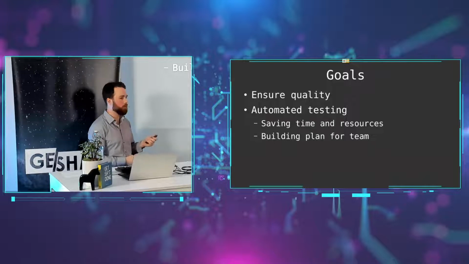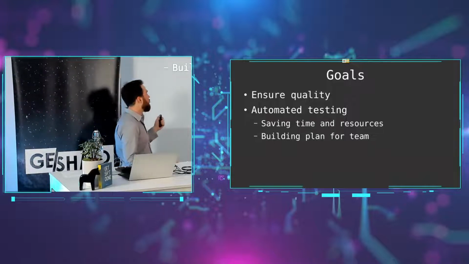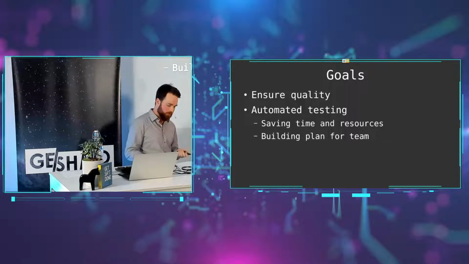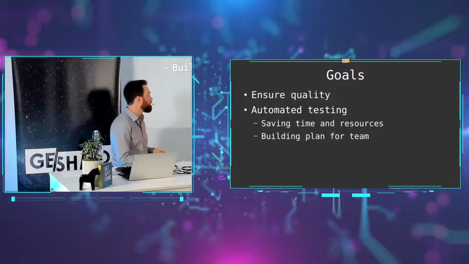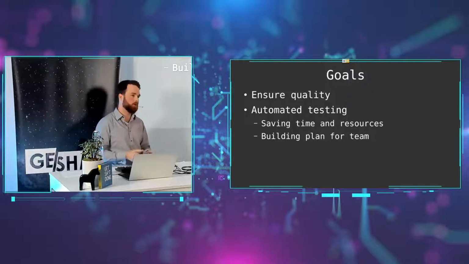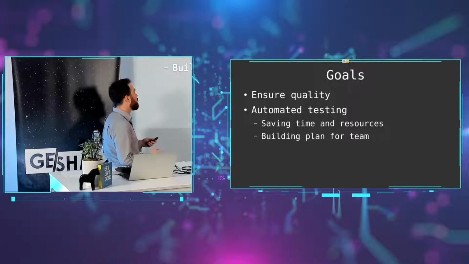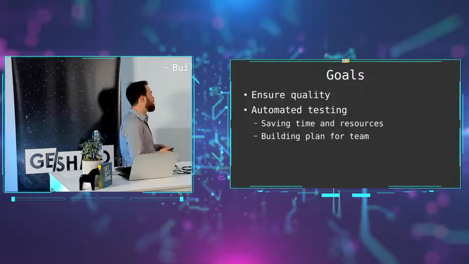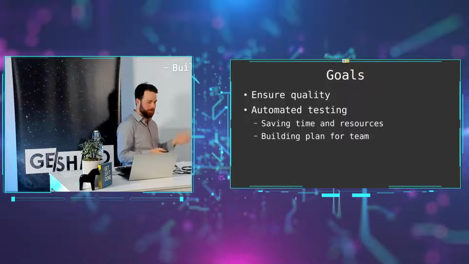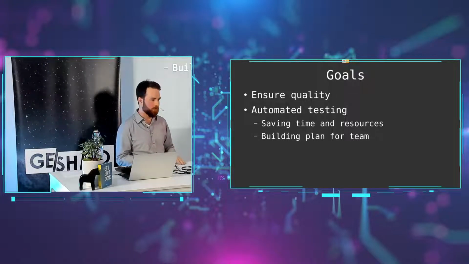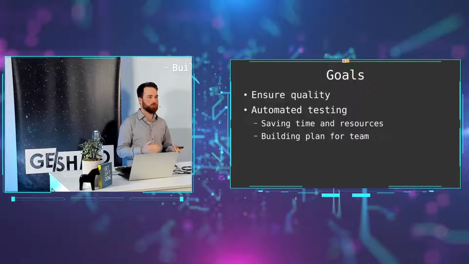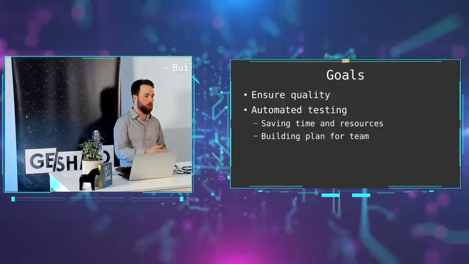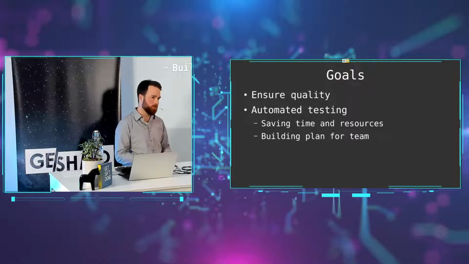So we want to automate our testing, which in the long run saves us time and resources and provides better code quality. We just have to balance what we focus more on, time or code quality. It also gives us some sort of building plan for our application. It's a documentation of what is supposed to happen in our application.